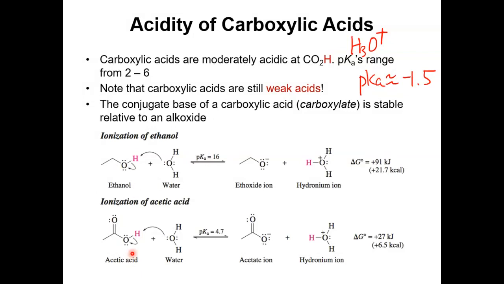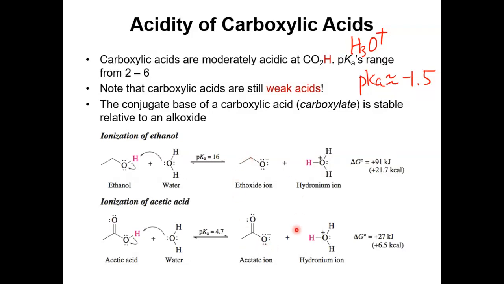equilibrium. We actually looked at this in chapter 1, organic 1, but it doesn't hurt to look at it again. If you look at the ionization equilibria of alcohols and carboxylic acids, this is the alcohol ionization equilibrium, and this is the carboxylic acid equilibrium. The conjugate base of alcohols is alkoxide, and the conjugate base of the carboxylic acid is called carboxylate.